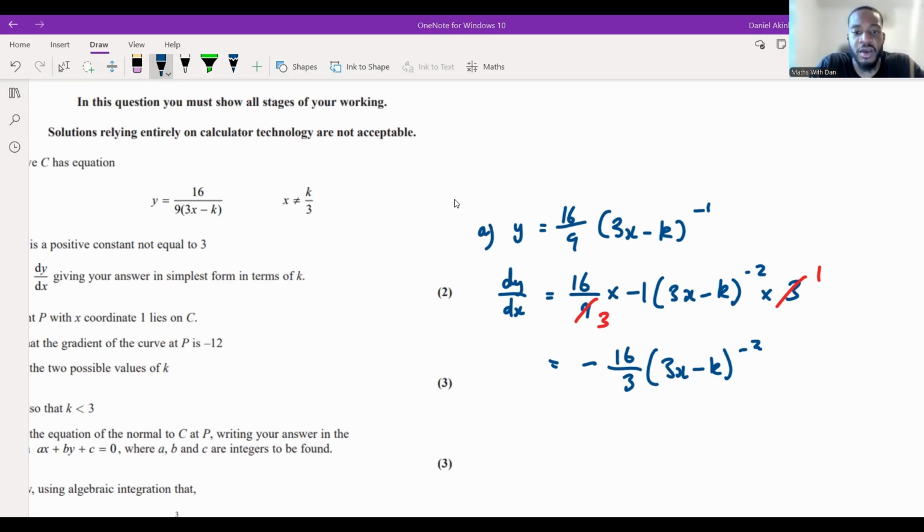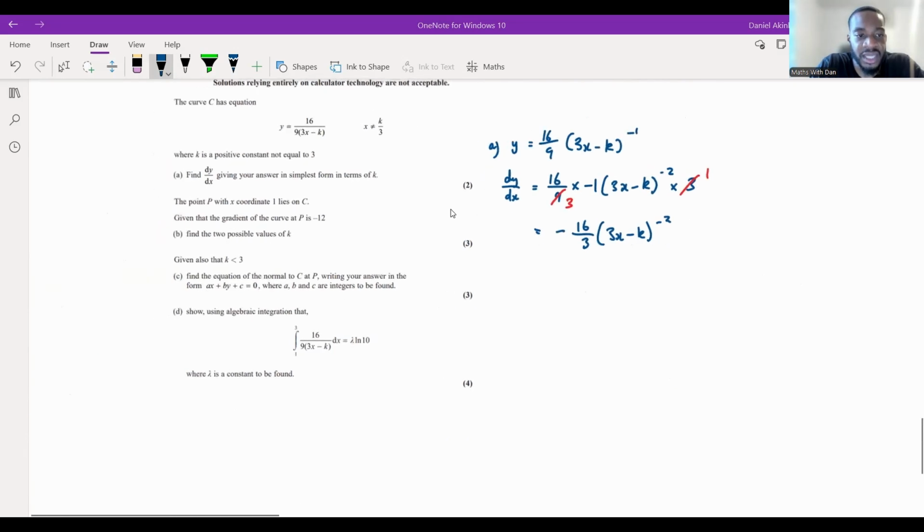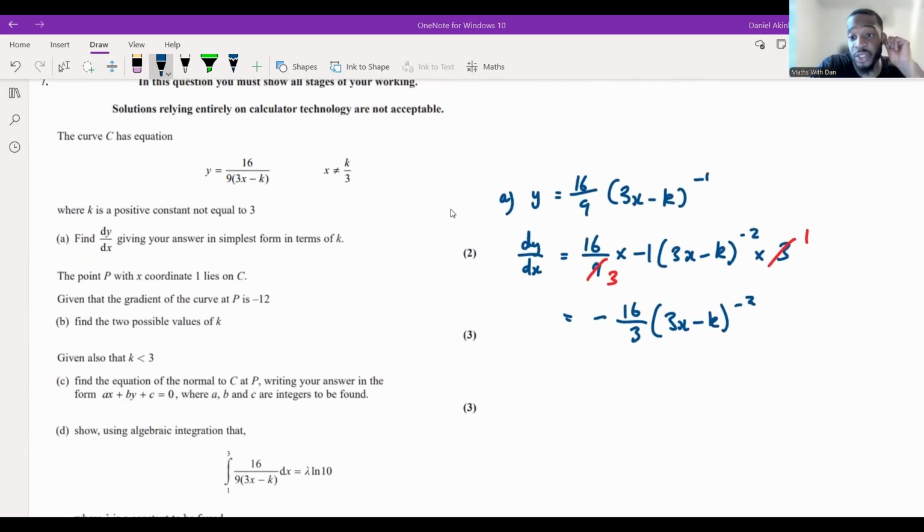Yeah, good stuff. Fantastic. Part B, it says that the point P with x coordinate 1 lies on C. Given that the gradient of the curve at P is minus 12, find the two possible values of k. Okay. So part B, we know that the x coordinate is 1, so x is equal to 1, and this is at P. And the gradient of your curve is dy/dx, right? So that is telling me that dy/dx is equal to minus 12 when x is 1. Do you guys agree with that?